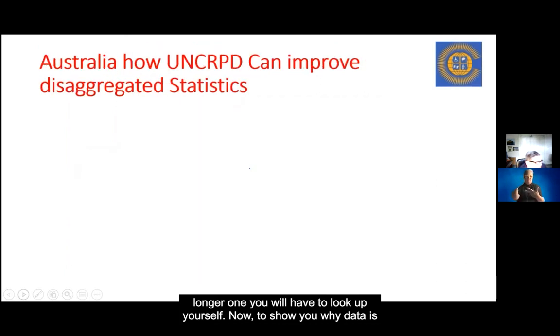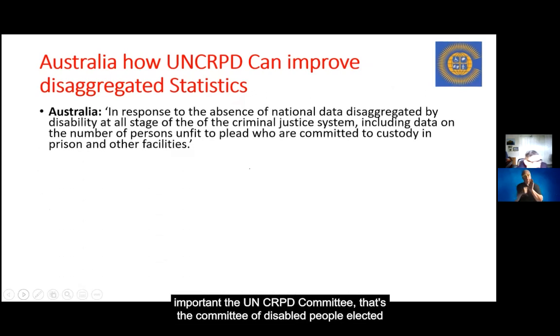Now, to show you why data is important: the UNCRPD committee, that's the committee of disabled people elected by state parties, and now for the first time is gender balanced. And I think all but one of the people on the committee are disabled people themselves.